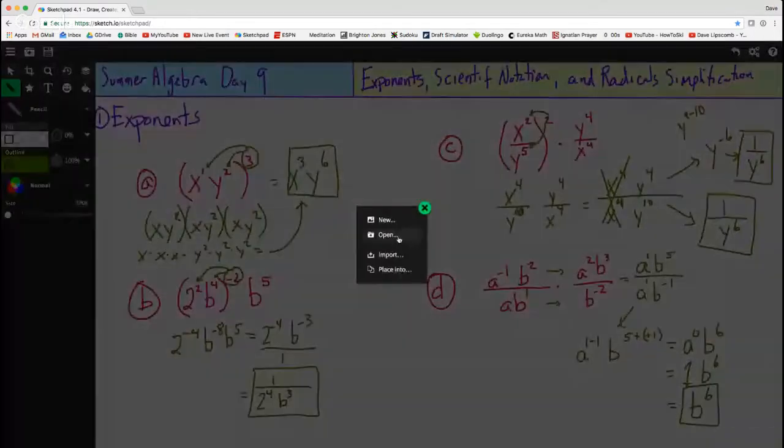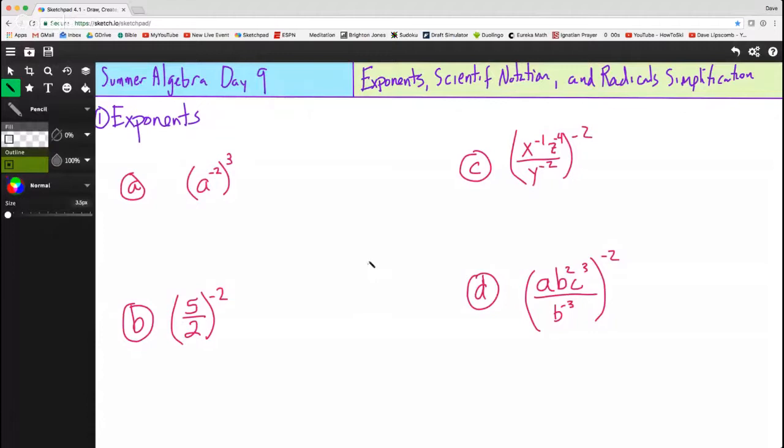Keep going. Here we go. Exponents, a to the negative 2. Now we got the power thing going on. We're going to multiply down. Pause and try. All right, assume you've done that. So that's a to the negative 6, and that's equal to 1 over a to the 6th.